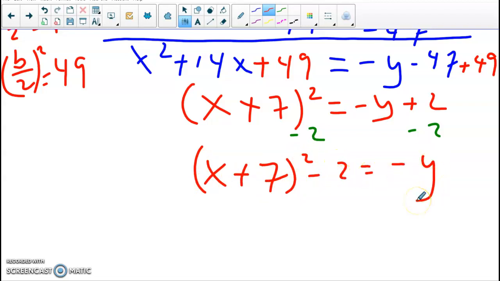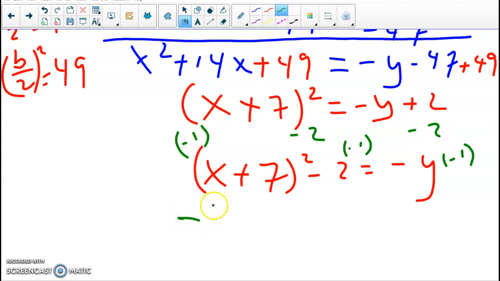So it almost looks like vertex form, but the only problem is I still have that negative in front of the y. All right, so I want to bring the negative sign over to the other side. So what I'm going to do is just multiply all the way through by negative 1. So if I multiply this by negative 1, and I multiply this by negative 1, and I multiply this by negative 1. So now I've multiplied everything on both sides by negative 1.